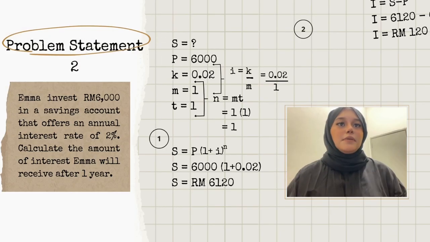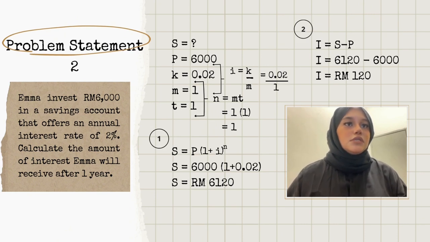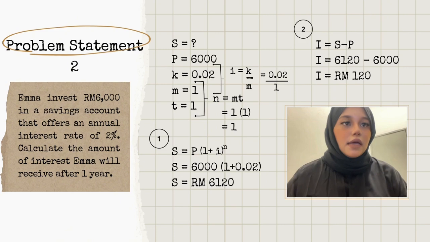Okay, next we move to problem statement 2. The question is: Emma invests RM6,000 in a savings account that offers an annual interest rate of 2%. Calculate the amount of interest Emma will receive after 1 year. Next we move to the information. We have to find the S, and the formula we use is S equal to P open bracket 1 plus I close bracket to the power of N, and S equal to 6,000 open bracket 1 plus 0.02 close bracket, and the total of S is RM6,120.